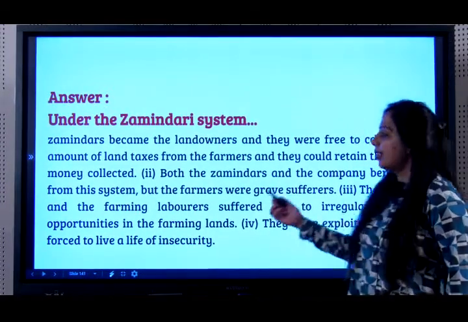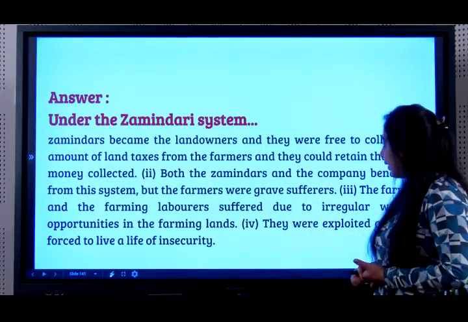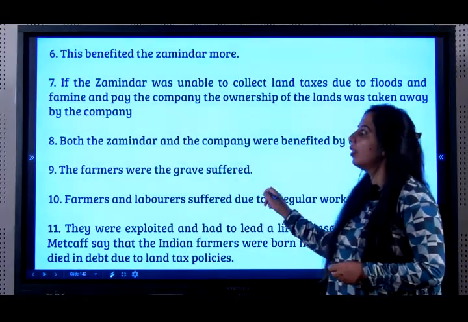The farmers and the farming laborers suffered due to irregular working opportunities in the farming lands. They were exploited and were forced to live a life of insecurity.